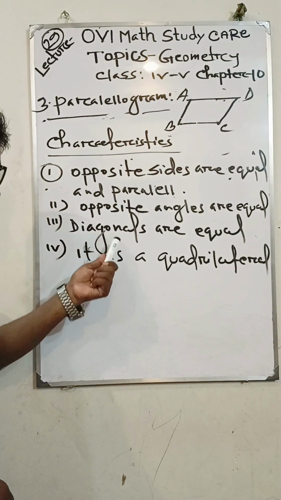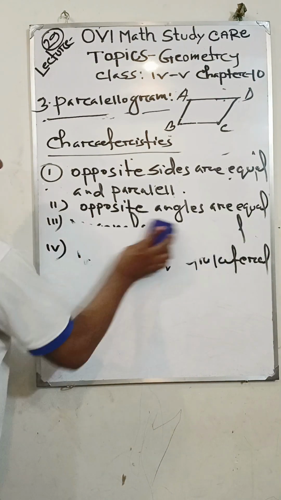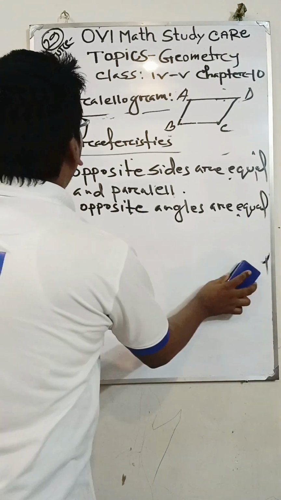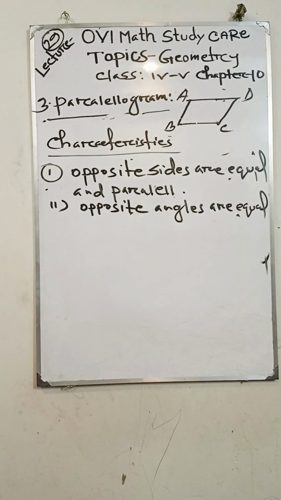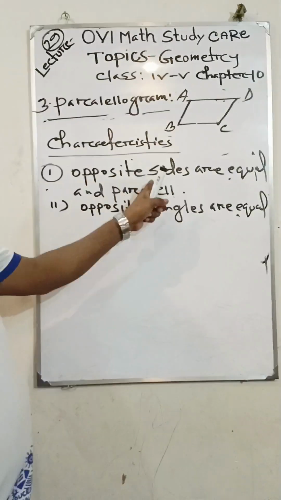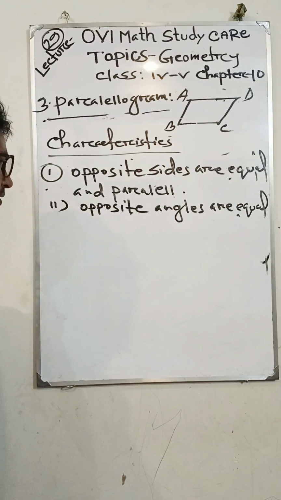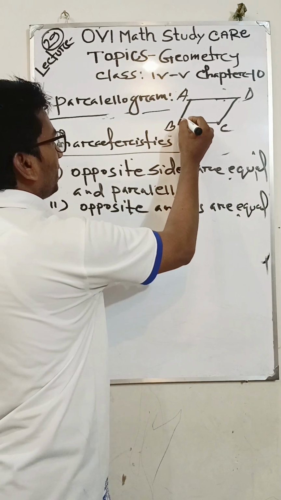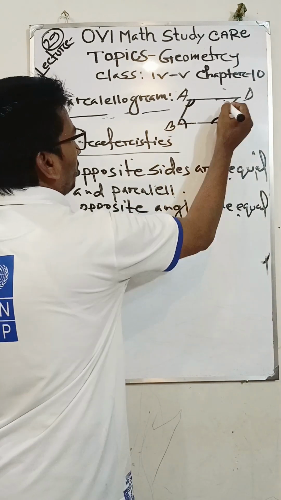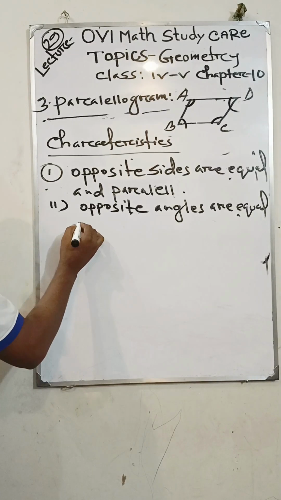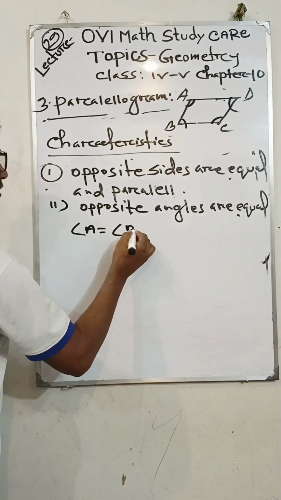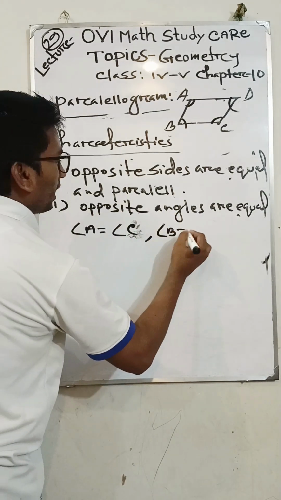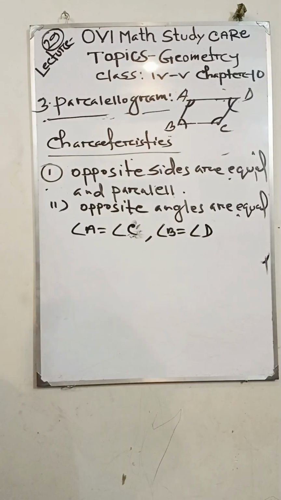And characteristic number 3. Our first characteristic is opposite sides are equal and parallel. Second characteristic, opposite angles are equal. That means angle A equals angle C, and angle B equals angle D. Opposite angles are equal.